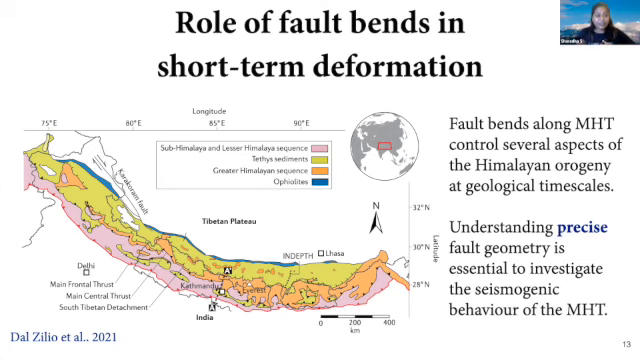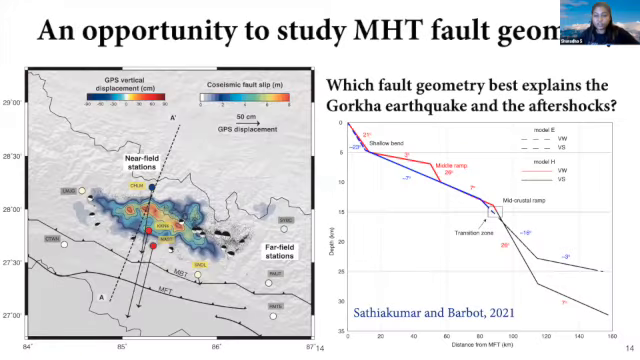Even though there is a general consensus about the fault geometry of the MHT with fault bends, there's a lot of debate about how many ramps are present in this architecture and what the dips and dimensions of these ramps are. So the Gorkha earthquake, which happened in 2015, provided an excellent opportunity for us to study the MHT fault geometry. We selected 2 end-member fault geometry models and asked the simple question of which fault geometry explains the Gorkha earthquake sequence the best.